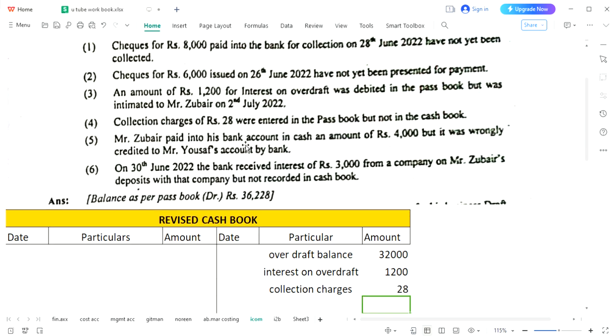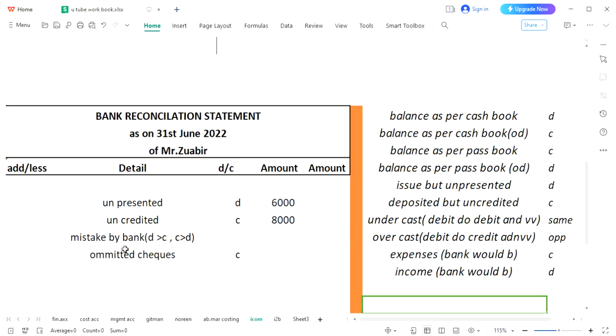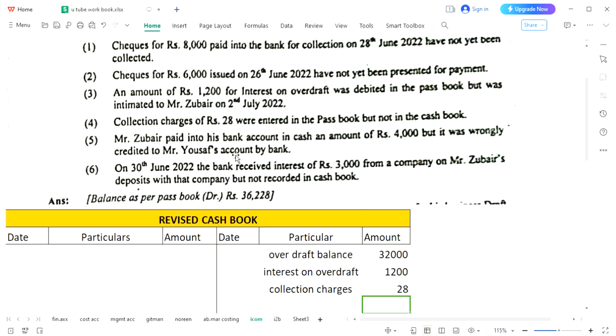Alright, next is number 5. Mr. Zubair paid into his bank a cash 4,000, but it was wrongly credited to Mr. Yusuf's account. Now please understand, here we see mistake by bank would be written in BRS, and you can see that was wrongly credited by bank. So this wrong credit, that means a mistake has been done by the bank, and now we will understand it should be credited or debited.